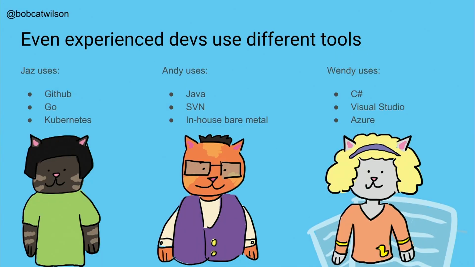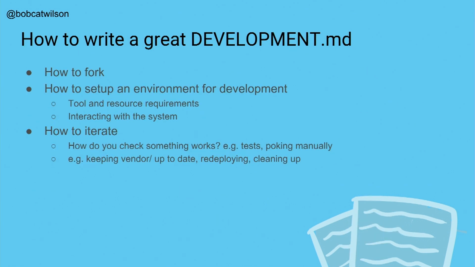So for example, Jazz uses GitHub all the time. But her friends Andy and Wendy come from more enterprisey backgrounds, and they have never used GitHub. But their contributions would still be super valuable, and you still really want them. So start as simple as possible in your development guide. You might want to start with something like, how do you fork? And then from there, how do you set up a development environment? And how do you iterate? How would you know if your thing is working correctly? How would you run the tests? All of that.